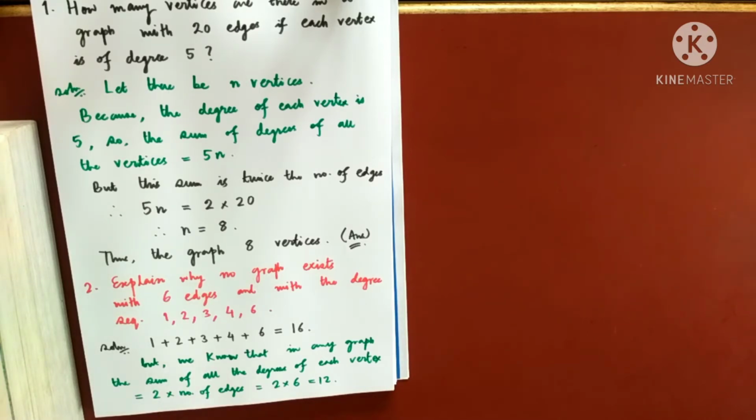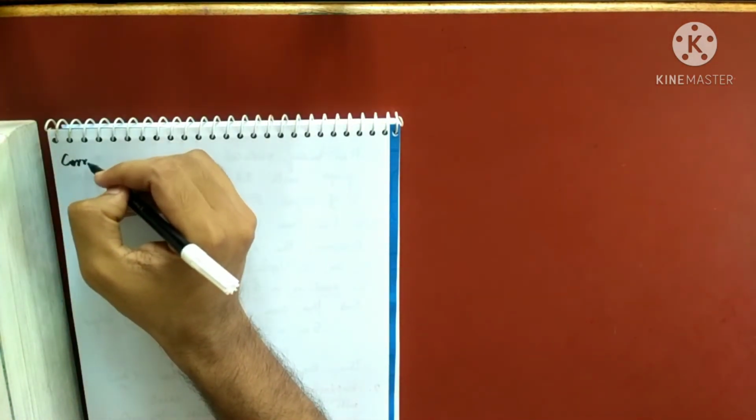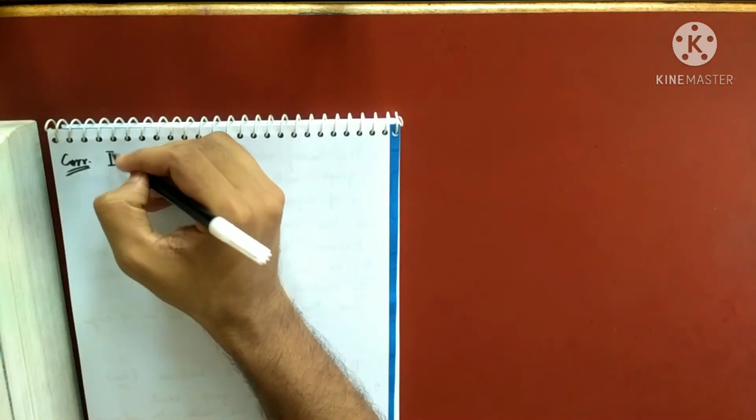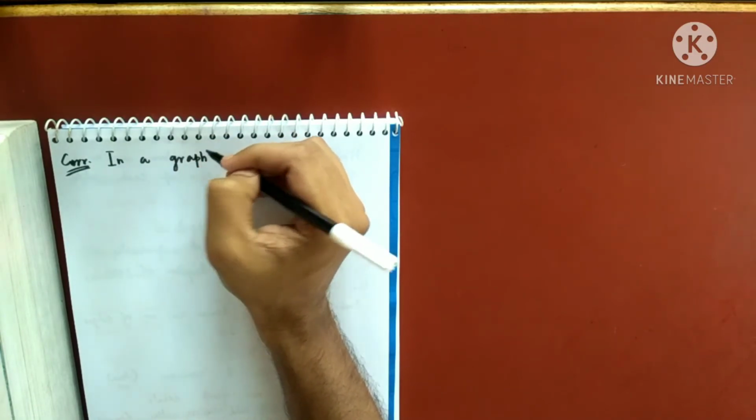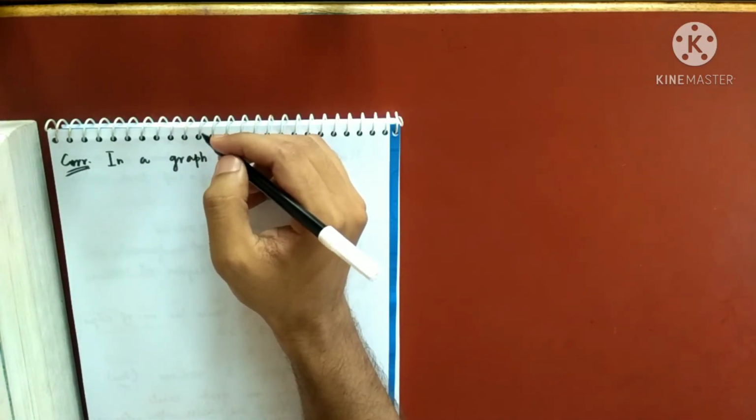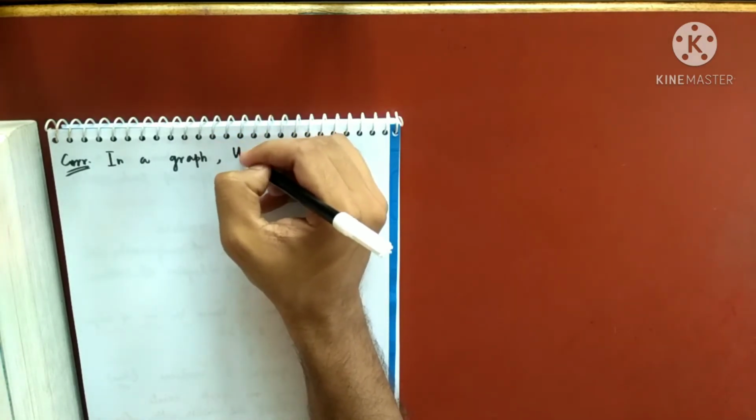So let me go to the next property of a graph. Just the corollary to the previous theorem. So what was the previous theorem? The sum of all the degrees of every vertex is equal to twice the number of edges. The corollary is this. In a graph, the number of odd degree vertices is even.